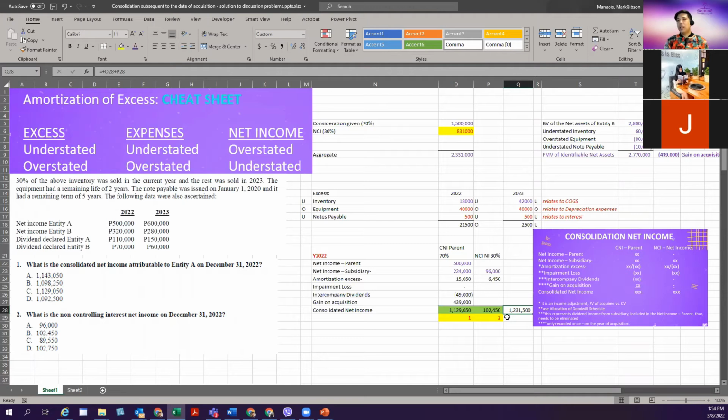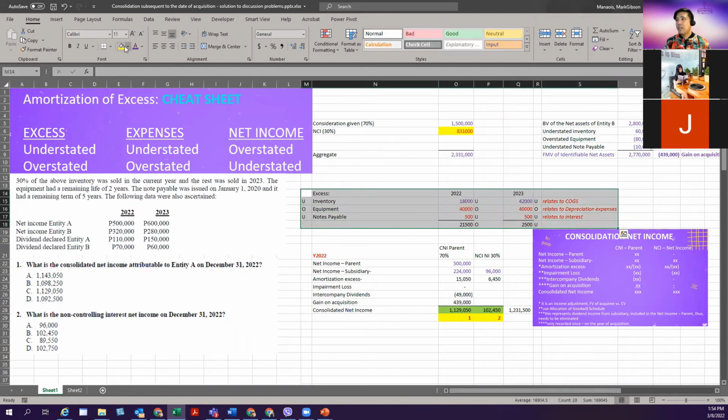Anyway, we still have another problem to illustrate this. The takeaway here is that the take-up of the amortization of excess must be correct. This is very important. Why? Because the others are easy, like net income from parent: you just pick it up. Net income of the separate operation, net income of the subsidiary. I think this is really the biggest challenge here.